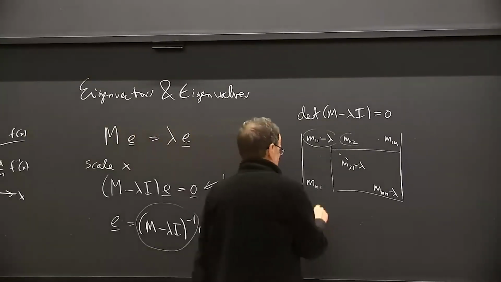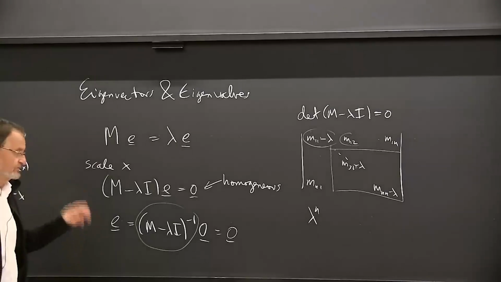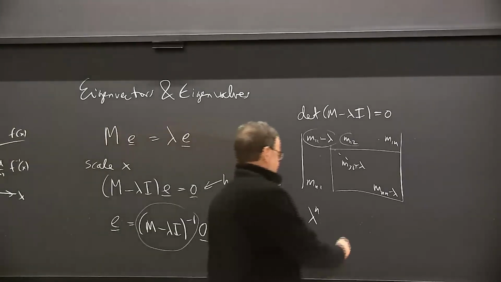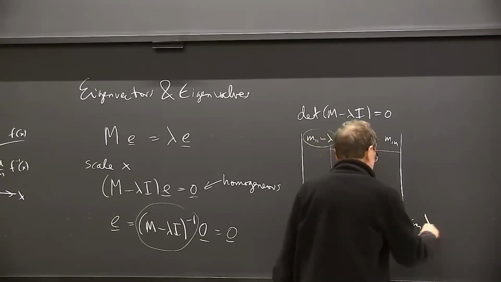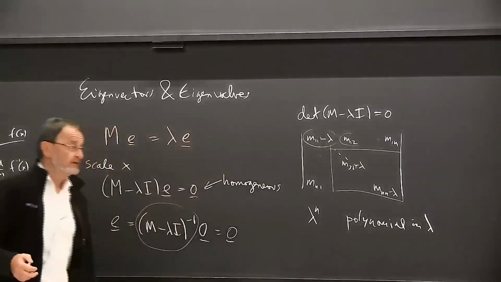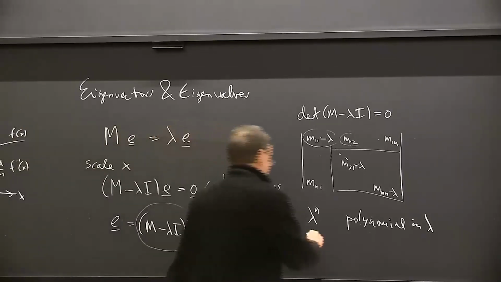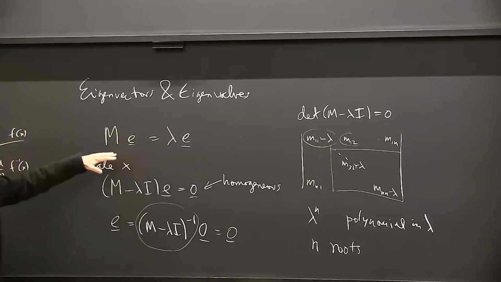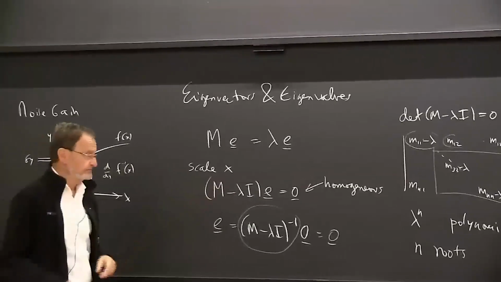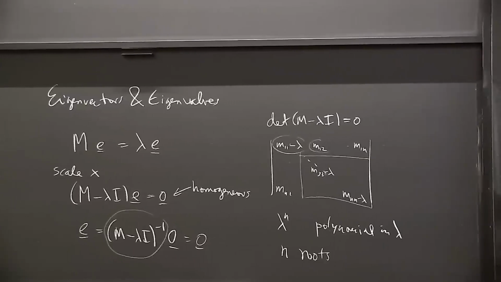And it's got lambda to the n in it, right? We're taking m11 minus lambda, m22 minus lambda, and so on. So what's the determinant? Well, it's a polynomial in lambda. And it's an nth order polynomial in lambda. And polynomials of nth order have how many roots? N. Good. So we're going to have n roots. And so that means that not only is there a solution to this, but there are going to be n solutions. And those are the things that we'll be looking for.